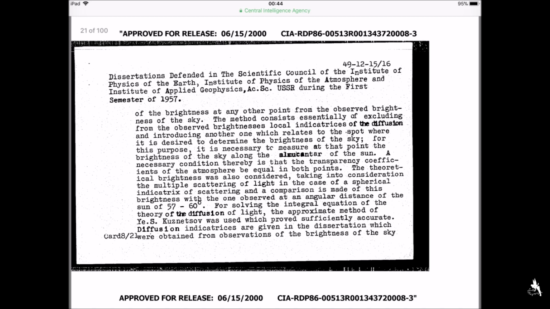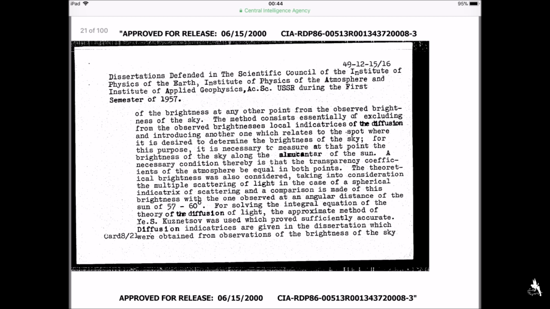The method consists essentially of excluding from the observed brightnesses local indicatrices of the diffusion and introducing another one which relates to the spot where it is desired to determine the brightness of the sky. For this purpose, it is necessary to measure at that point the brightness of the sky along the almucanter of the sun. A necessary condition thereby is that the transparency coefficients of the atmosphere be equal in both points.